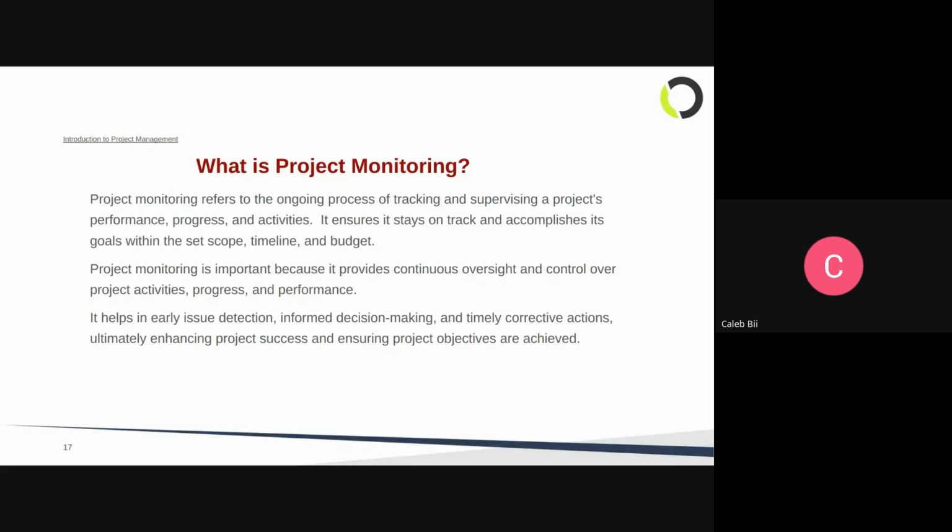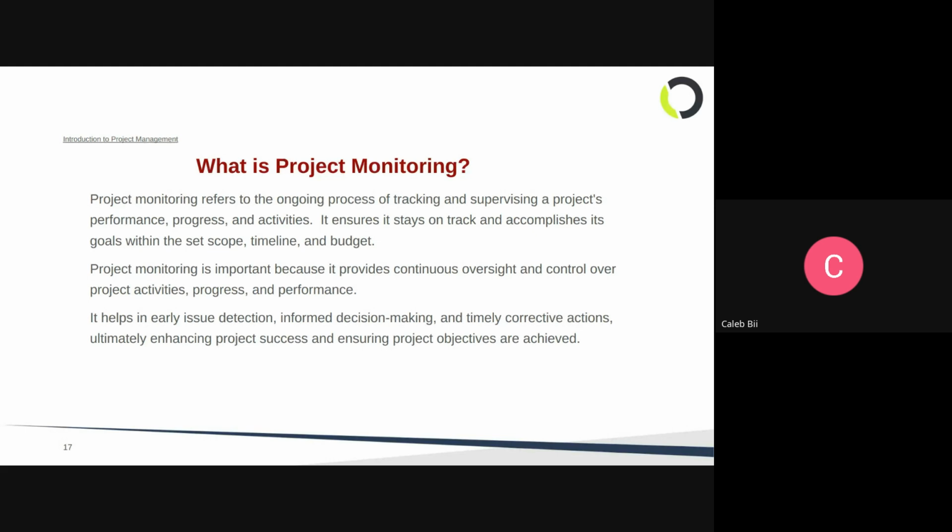Project monitoring refers to the ongoing process of tracking and supervising a project's performance, progress, and activities. It ensures that the project stays on track and is accomplished within the specified scope, timelines, and budget. Project monitoring is important because it provides continuous oversight and control over project activities, progress, and performance. It is really important to have an oversight on how the project is generally going, and how that specific project is performing as we proceed.